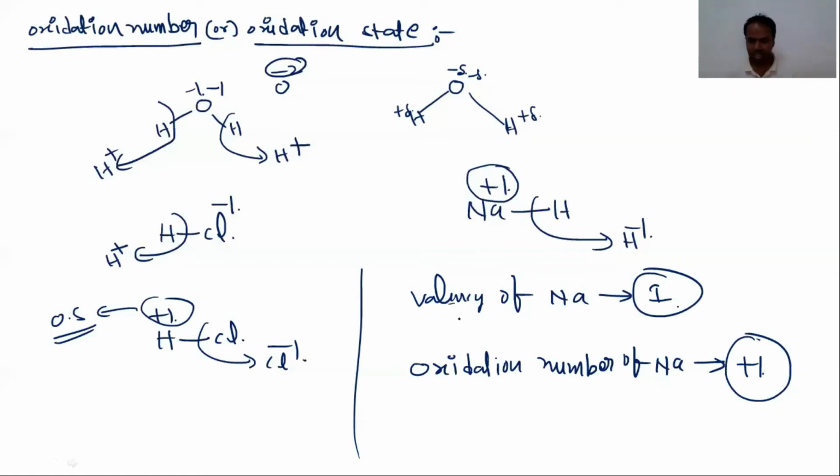So what is valency? Valency is the combining capacity of an atom. It doesn't possess any charge. Sodium can combine with one hydrogen, that's why its valency is 1. And what is the oxidation number? That is the charge, from loss of electrons or gain of electrons. Once again, I'm repeating the definition. What is the oxidation number? It is the charge that appears on an atom of a molecule when all the atoms attached to it are removed in the form of their ions. That is oxidation number.